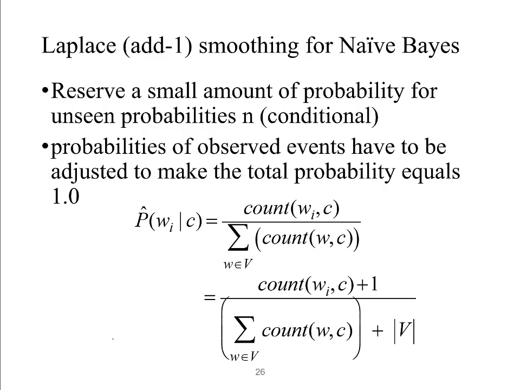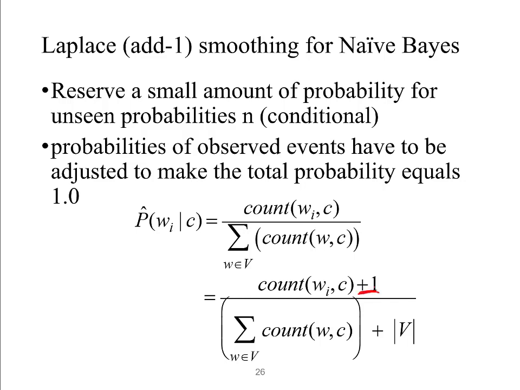In that case, the probability would be very close to 0, but not 0, right? So it is small enough, but will not lead to a bad consequence, such that the total or the final probability would be 0. And so how do we do that?